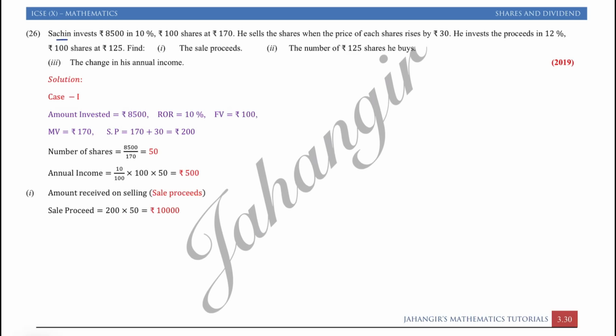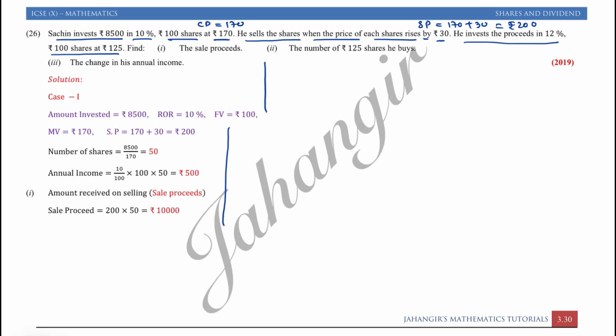Question 26. Sachin invested rupees 8500 in 10% rupees 100 shares at 170. He sells when the price of each share increases by rupees 30. Means first while buying cost price was 170 and while selling price becomes 170 plus 30, that is equal to 200 rupees. He invests the proceeds in 12% rupees 100 shares at rupees 125. Find the sale proceeds. So first let us write the information.